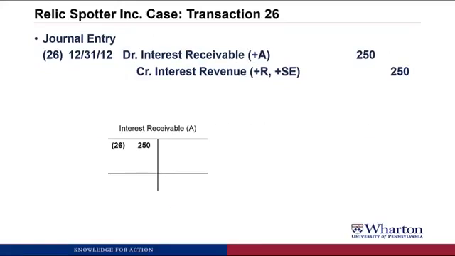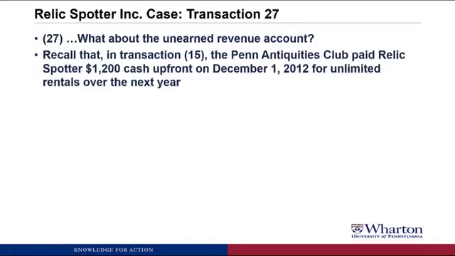Then we post this journal entry to the interest receivable and the interest revenue T accounts. Transaction 27, the accountant asked, what about the unearned revenue account? Recall that in transaction number 15, the Penn Antiquities Club paid Relic Spotter $1,200 cash up front on December 1st, 2012 for unlimited rentals over the next year.